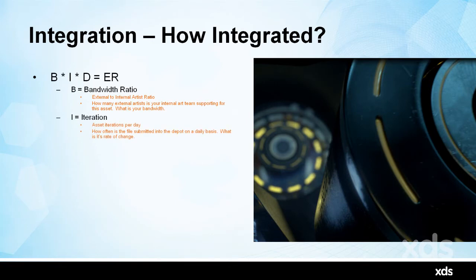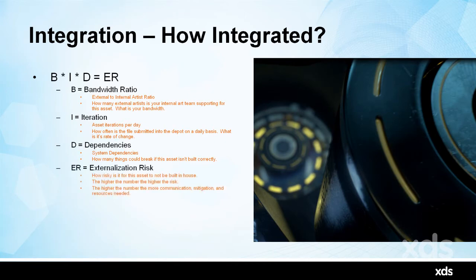So how often is this file changing on a daily basis? What's its rate of change? That can affect if you want to outsource that or not. A high level of iteration can make it quite difficult to outsource. And dependencies, so system dependencies. How many things would break if this thing wasn't built correctly or saved correctly? So the dependencies also would affect your ability to integrate.